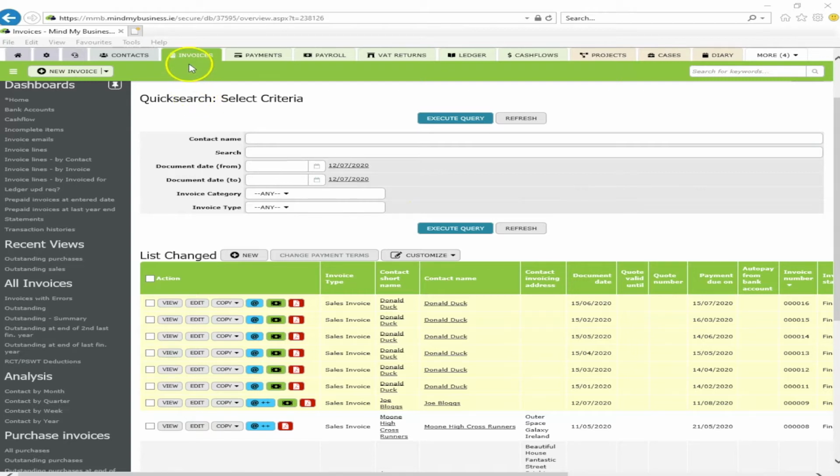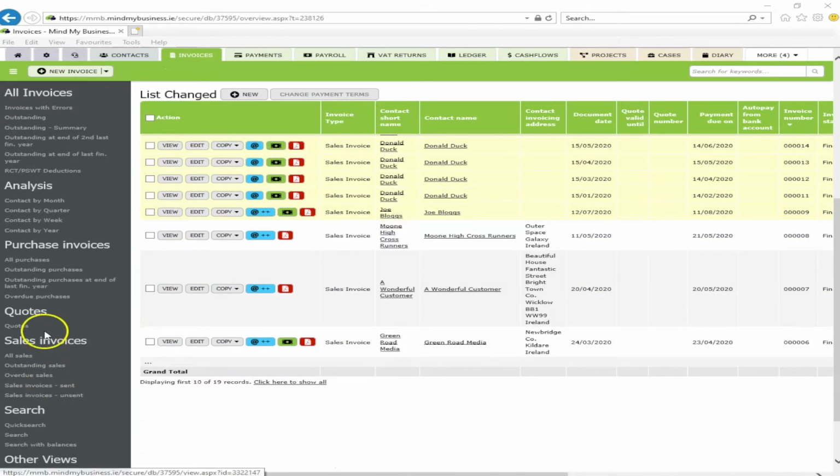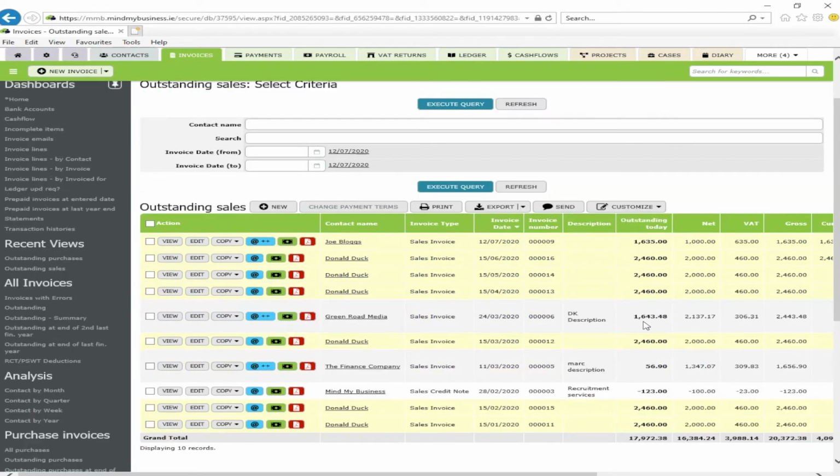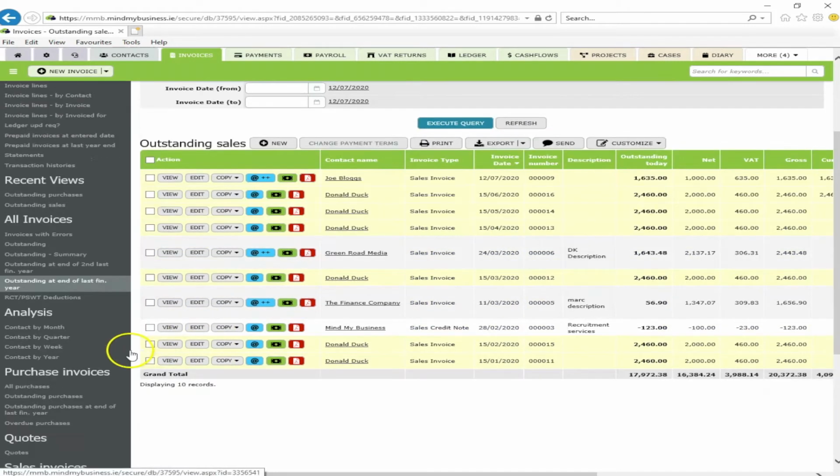In invoices, you go down to the sales invoices section and you press on outstanding sales. And you can see that at the moment you're owed €17,972. So it would be time to go and collect that money. Let's next go to how much money you owe.